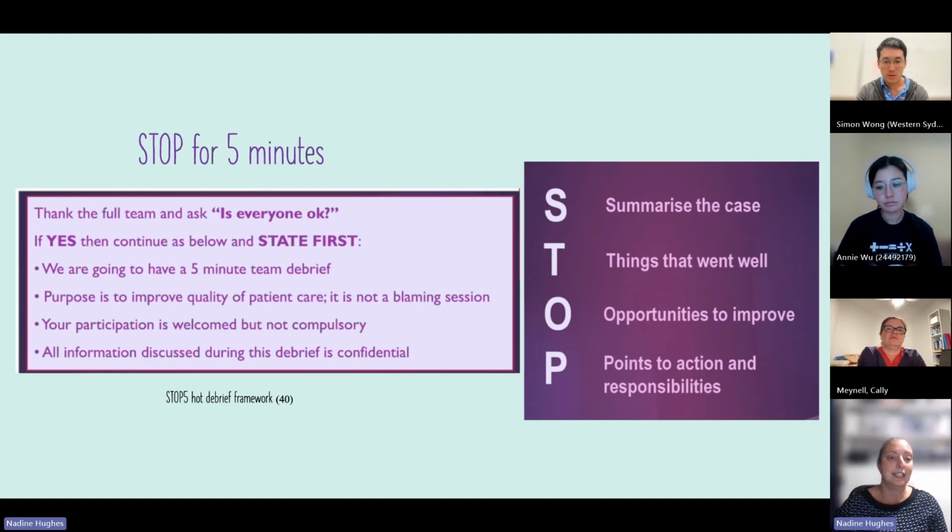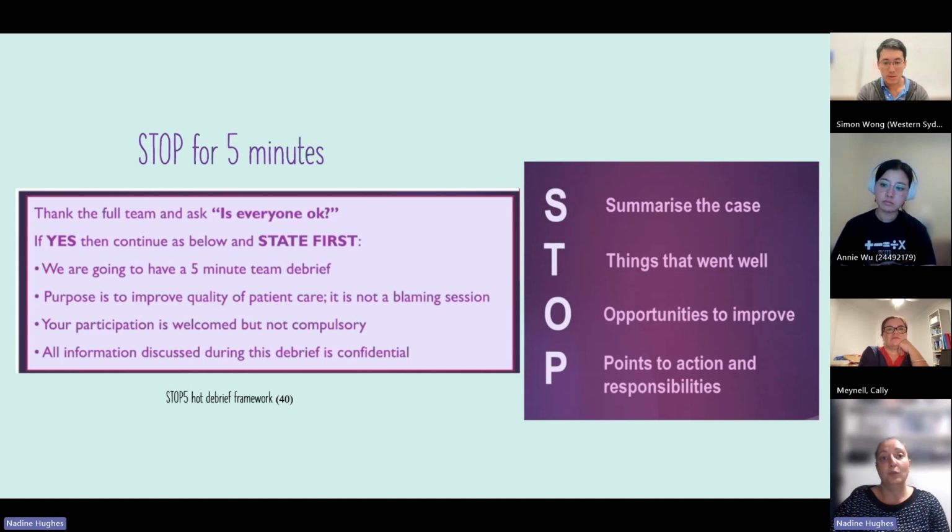The idea is that any member of the resuscitation can lead a hot debrief. The leader initially thanks the full team and asks, is everyone okay? If yes, they continue and read out a series of statements. We're going to have a 5-minute debrief. The purpose is to improve quality of patient care. It's not a blaming session. Your participation is welcome but not compulsory. All information discussed during this debrief is confidential.